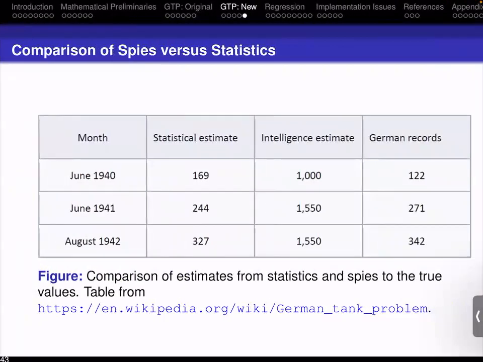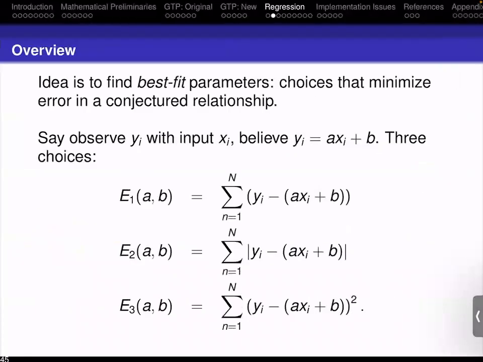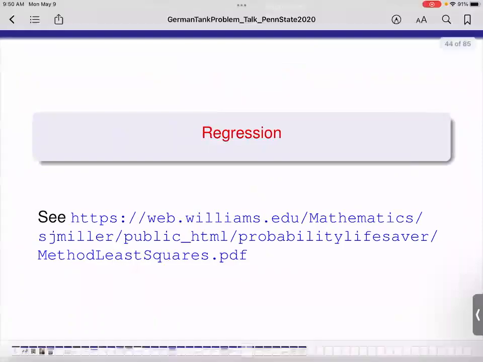Those numbers are phenomenal. Much closer to the statistical estimates: 327 versus 342, 244 versus 271, 169 versus 120. Absolutely amazing. All right, so this ends part 1 of the lecture. The next part, on Wednesday, we will be talking about applications with regression and trying to find out these formulas numerically. All right.